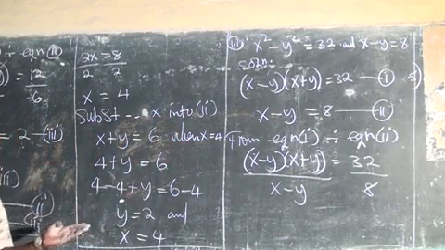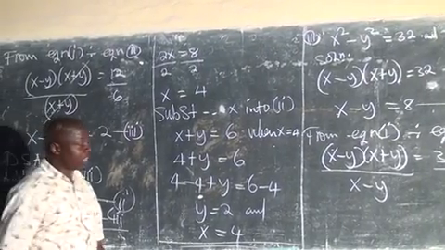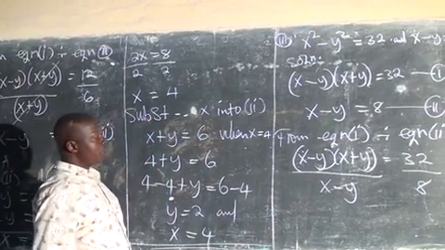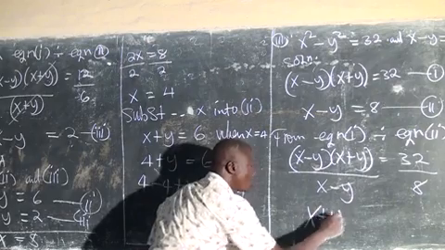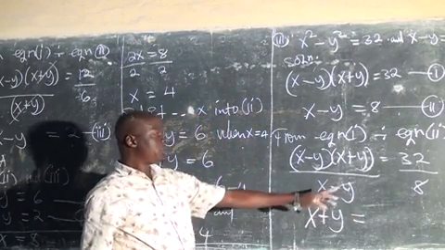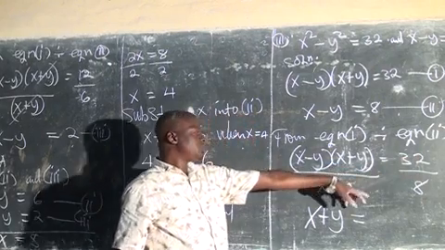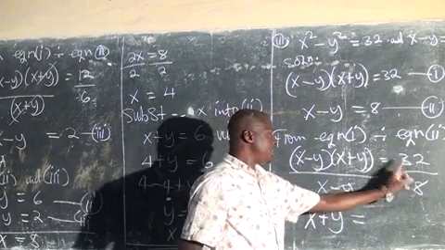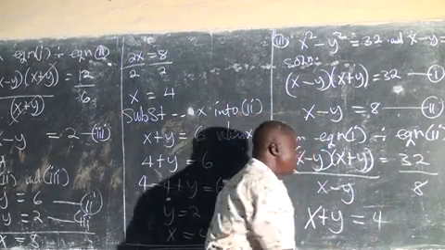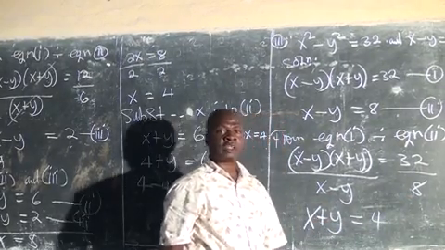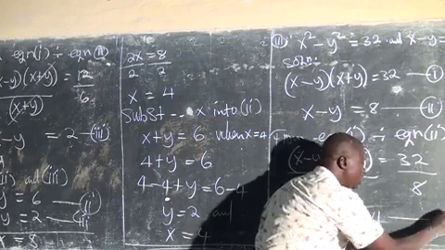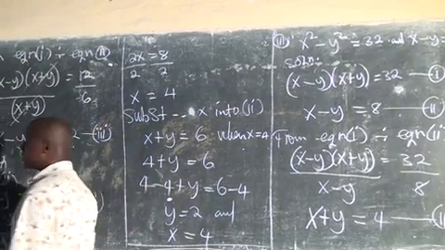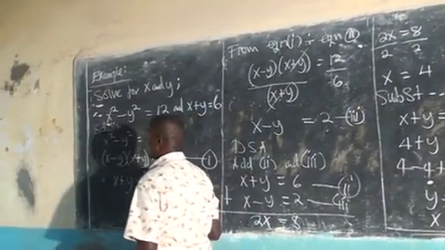We can reduce because of a common factor. We remain with x plus y equal to 32 divided by 8, which gives 4. You can reduce by 2, or by 4, or by 8. By 8, 32 gives 4 and 8 gives 1. So this is equation 3.